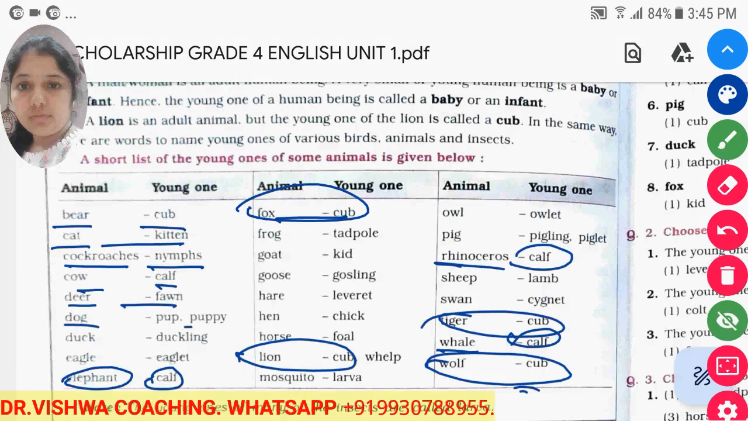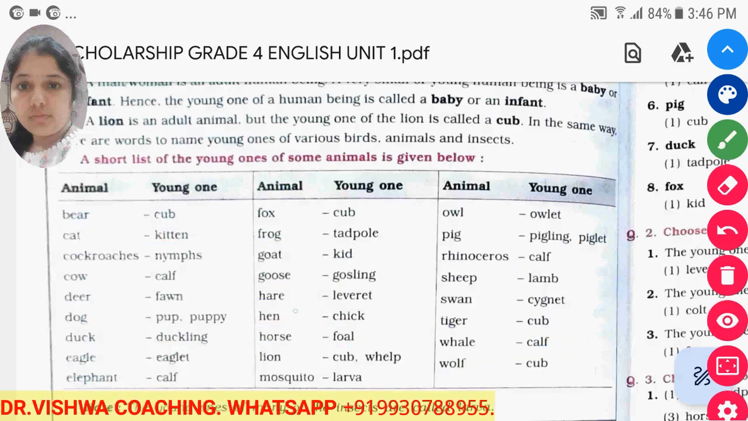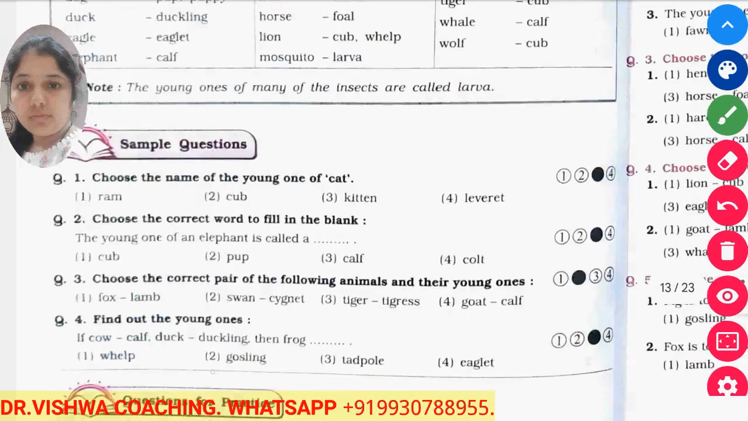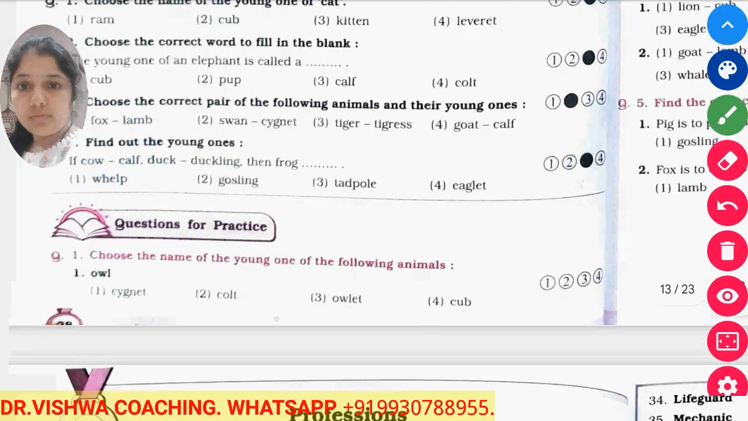Deer, fawn; dog, puppy; duck, duckling; eagle, eaglet; frog, tadpole; goat, kid; goose, gooseling; hare, leveret; hen, chick; horse, foal. So these are the list of animals and their young ones. Now we will directly move to the practice exercise.